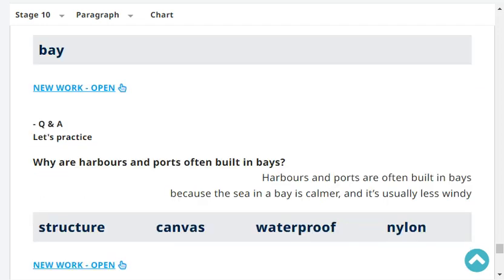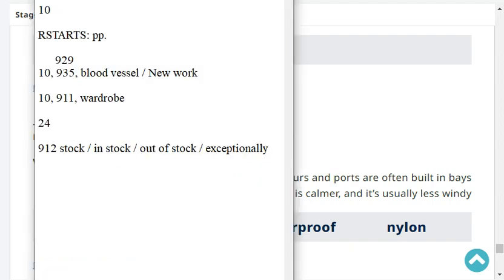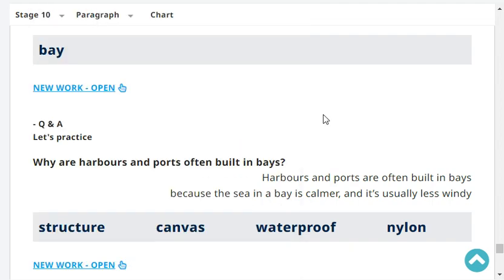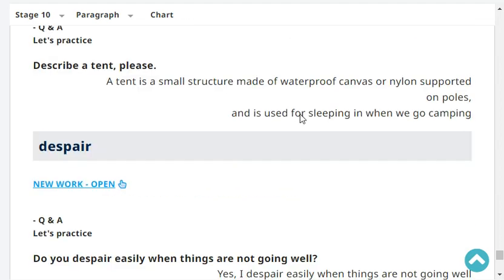Why are harbors and ports often built in bays? Harbors and ports are often built in bays because the sea in a bay is calmer and it's usually less windy. Very good.